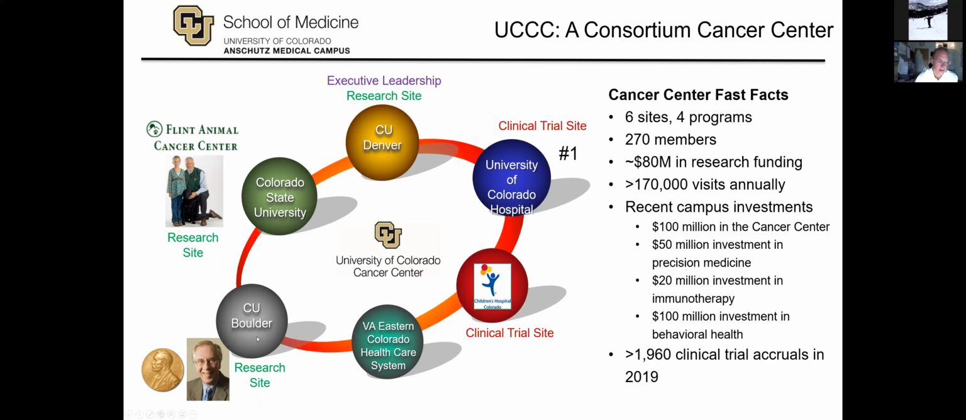And then moving north to Boulder, that's one of the big research sites, and this is a picture of Tom Cech, who was a Nobel Prize winner working on RNA biology. So there's 6 sites, there's 4 scientific programs, around 270 members of the Cancer Center. So these are people who are doing cancer research. We have over 170,000 visits annually, and I've listed off some of the recent investments made by UC Health and other partners to try to improve precision medicine, cancer, behavioral health, et cetera. And one of the big things we do is we allow patients to have access to clinical trials and put patients on studies to try to develop better treatments. And we put on roughly 2,000 patients per year.